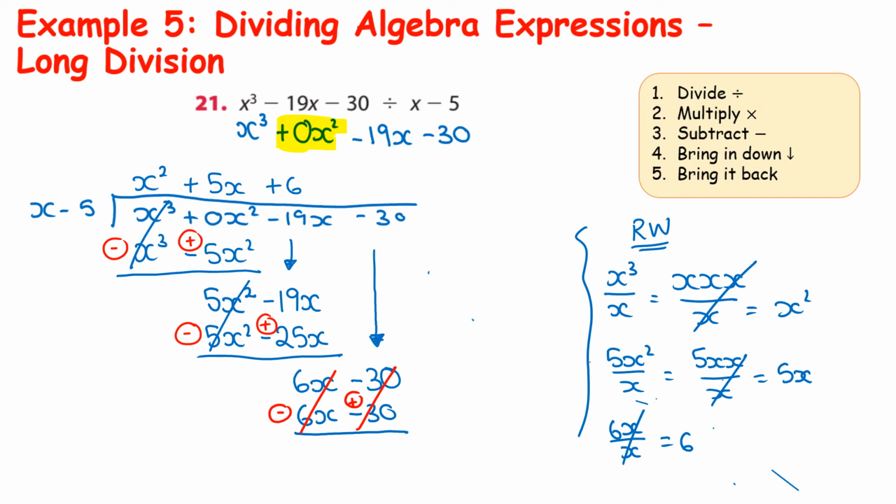So just be aware if there is a missing term. They should have the powers in order. So there's an x to the power of 3. There should be an x to the power of 2. Because there is no x to the power of 2, so no x squared, we would have to write it as 0x squared.